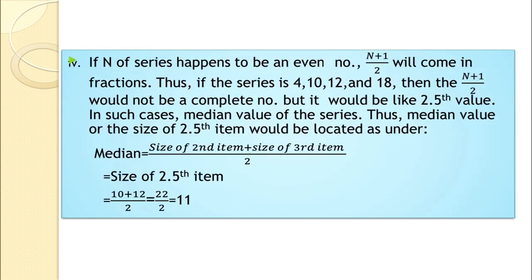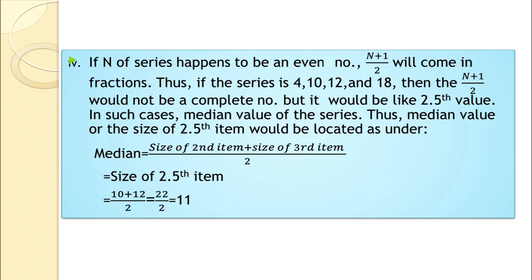In such a case, first we are going to compute the (n plus 1) by 2th item. So, suppose it gives us the 2.5th item. What are we going to do to find out the median value? We are going to first write down the value of the second item, then add up the value of the third item and then divide it by 2.